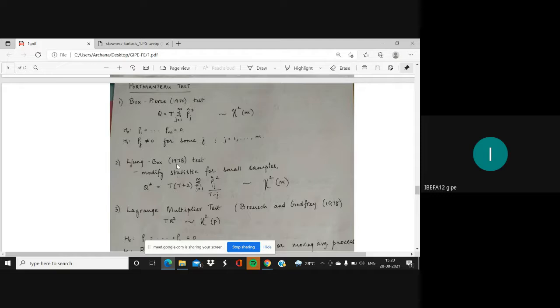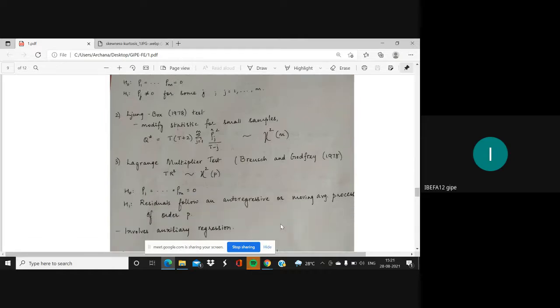Then another test is the Ljung-Box test, which was developed in 1978. So basically what they did was they took this same statistic and they modified it so that it will perform better when you're using small samples or finite samples. And this is the statistic. So you're taking a summation of this entire term here. That might not be clear the way I've written it, but this is the test statistic. And again, this is distributed according to the chi-square distribution with m degrees of freedom. It has the same null and alternative hypothesis. So wherever you find that the value of the test statistic is greater than the critical value, you will reject the null hypothesis, for both the tests.